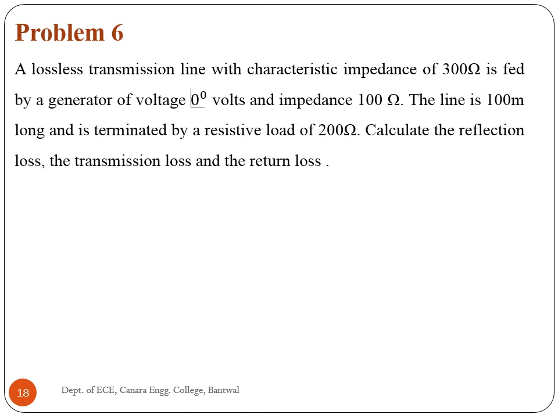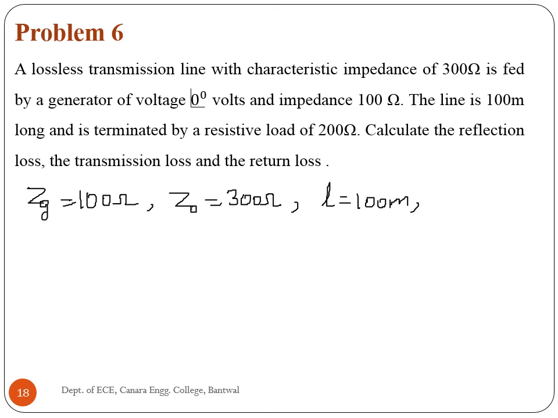Given generator impedance 100 ohm, characteristic impedance 300 ohm, length 100 meter, and load impedance is equal to 200 ohm. To find out reflection loss and transmission loss as well as to find out return loss, I have to find out reflection coefficient.